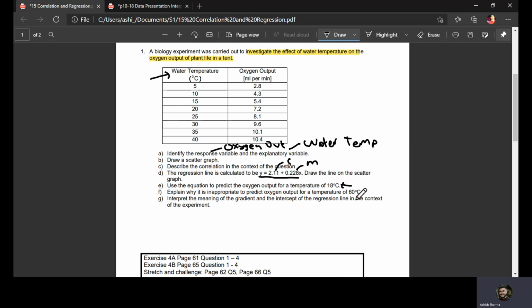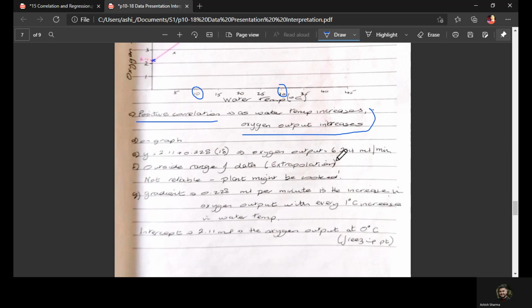So let's just understand this. The x variable, that is your water temperature. Okay, so if we substitute x values in, we'll get y values out. And what are the y values? That's the oxygen output. So let's substitute in x equals 18 into this equation for x. And if you were to do that, you get 6.214 milliliters per minute. And you have to make sure you give the units.